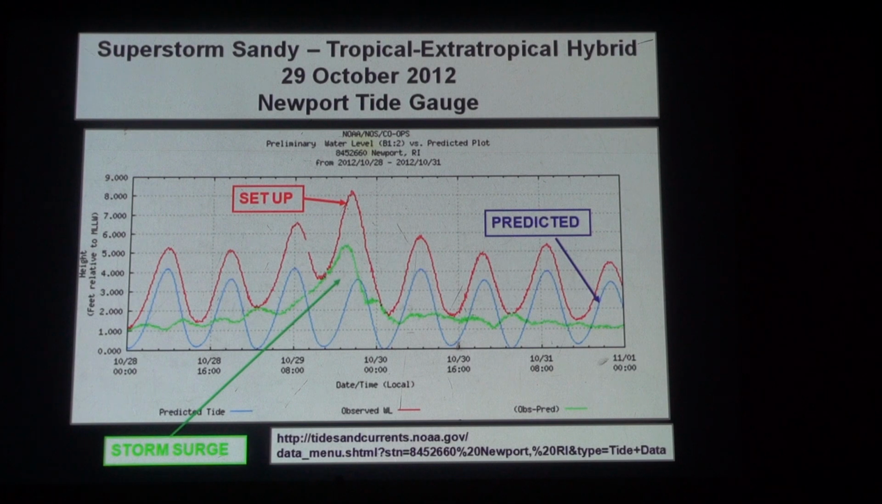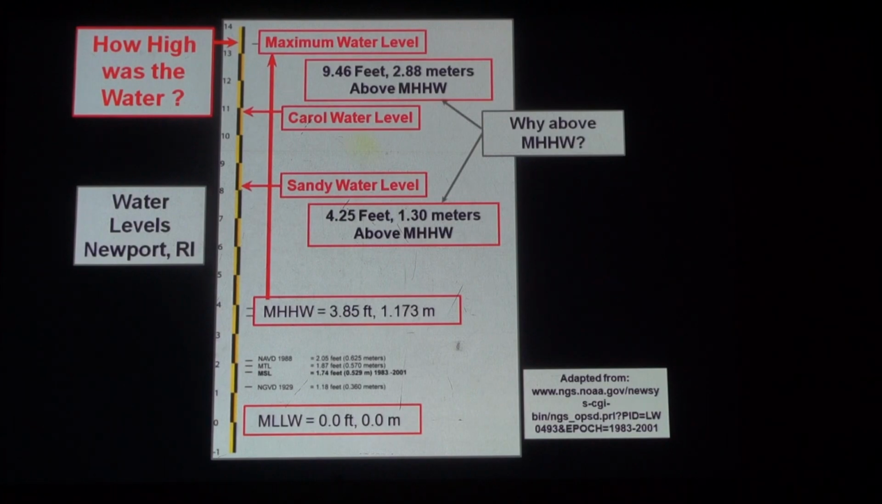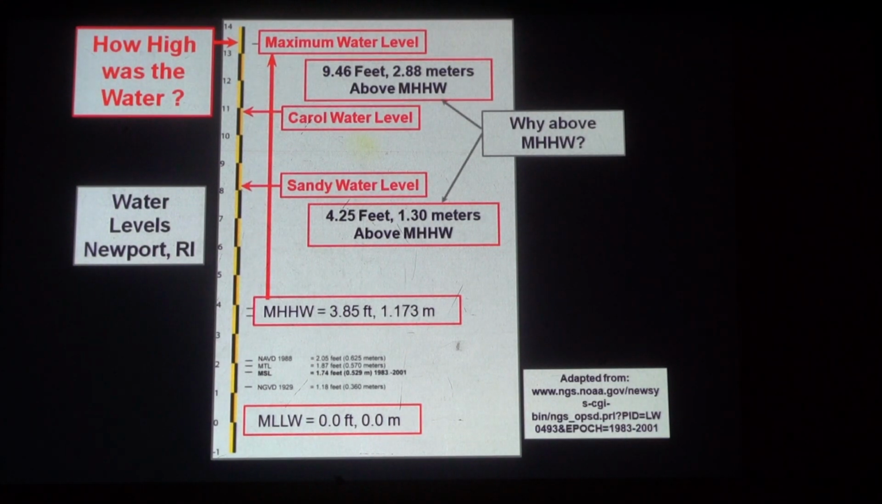David already showed this, but here the blue is the predicted tide. The red is what actually happened, and the difference, the algebraic difference, is the storm surge. So here's a surge, but as David pointed out, you see the hybrid nature of the thing: there were 7 or 8 higher tides, and you had such large waves, those waves were breaking. Okay, here we are at the Newport tide gauge.